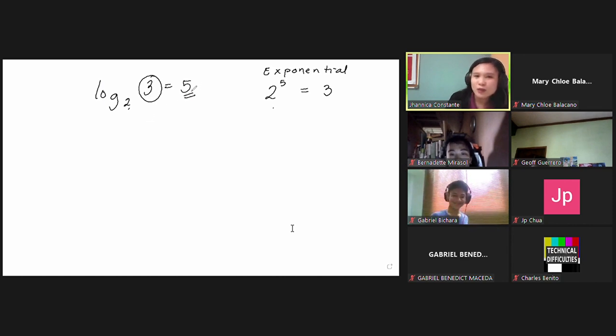So when we write from logarithmic into exponential, the argument will become the answer of your exponential form, and the answer from your logarithmic form will be the exponent of your exponential form. So that is how we convert from logarithmic into exponential.